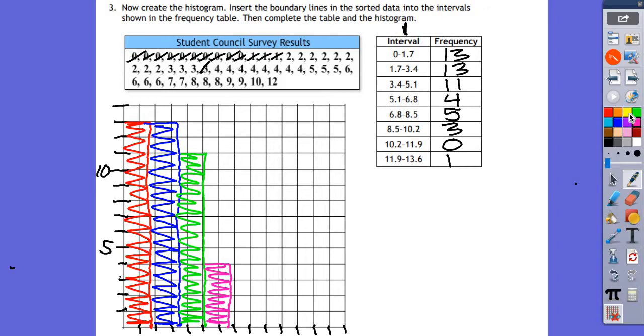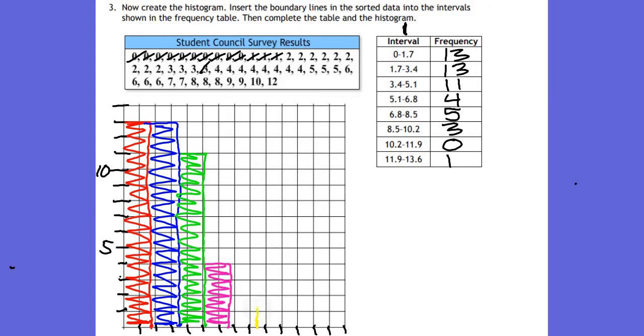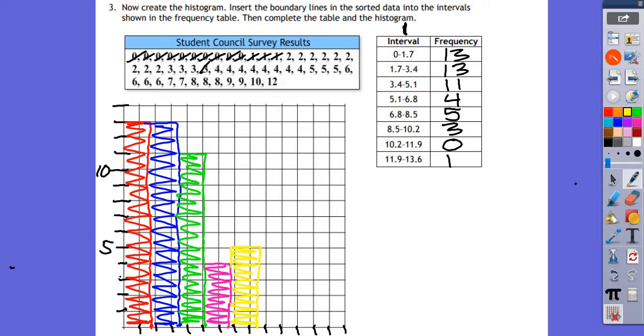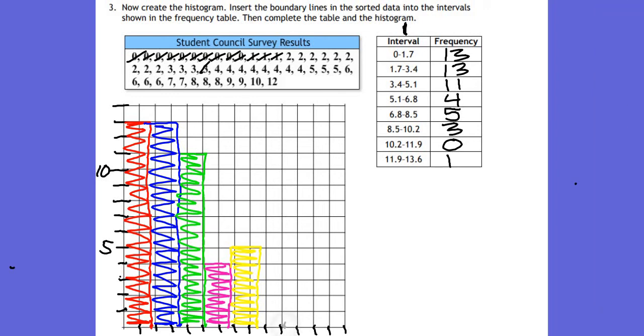Then 8.5. That goes up to 5. And 10.2. 10.2, about right there. That goes up to 3.